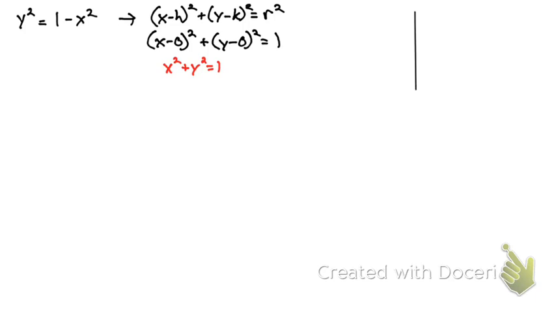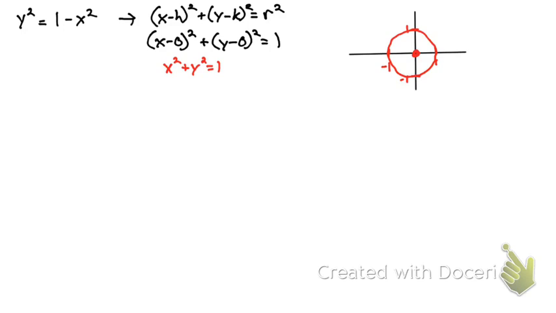So on the xy plane, we would have a center of 0, and we'd have a radius of 1. Negative 1, 1, negative 1. So this would be the circle that is formed. So that means our domain goes from x values negative 1 to 1, and our range goes from y values of negative 1 to 1 as well.